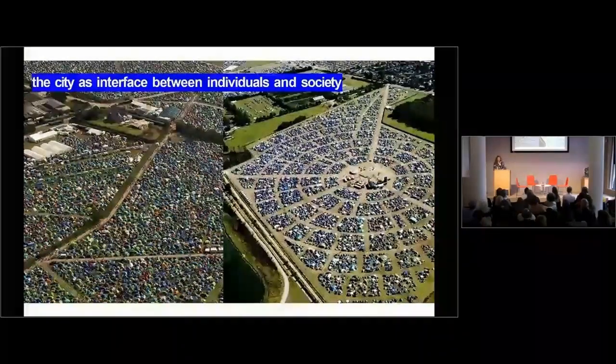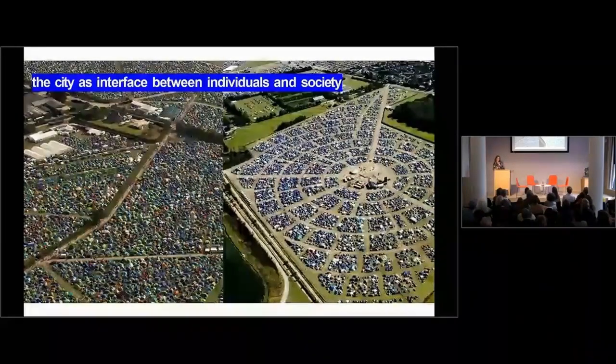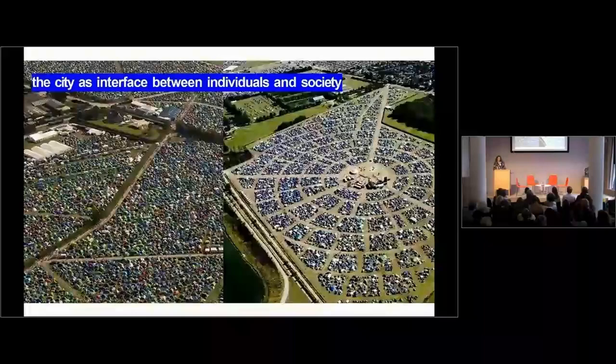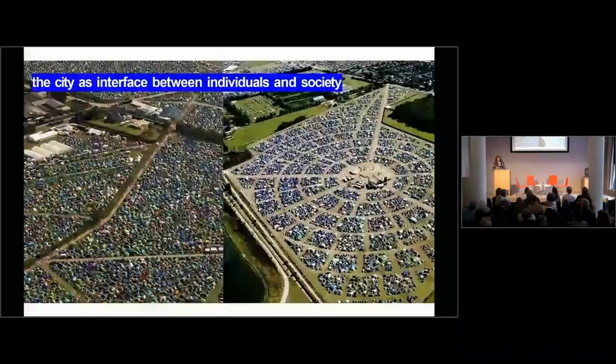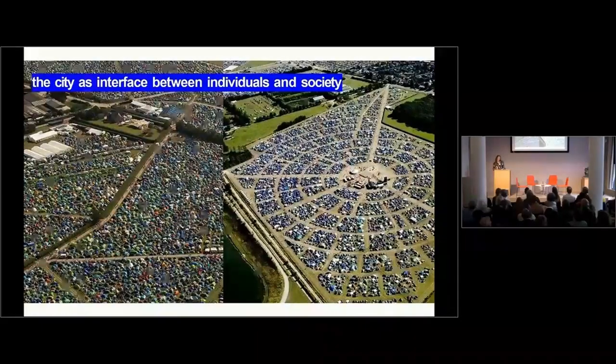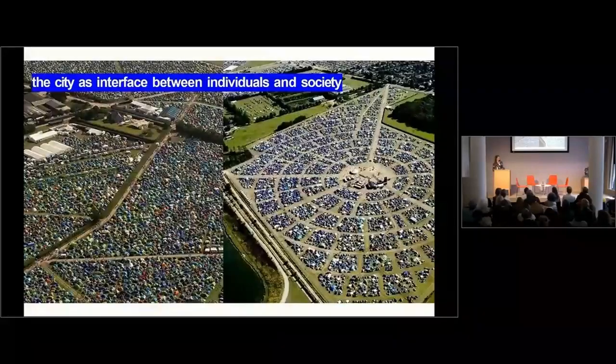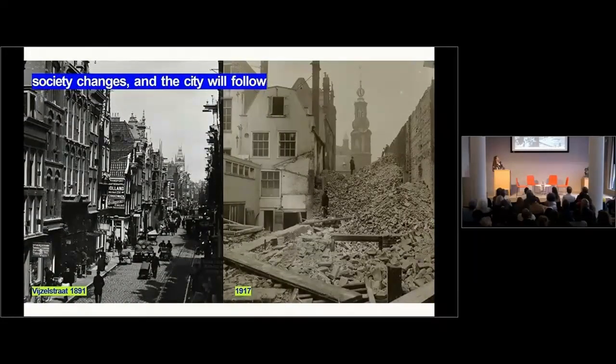So I see the city as a kind of interface between individuals and society. Imagine if everyone in Amsterdam was just standing in an open field. No one could find anyone or anything, and it would be really hard to organize ourselves and take decisions together. So the shapes that the city provides give an interface to deal with each other and set up democratic systems. And of course society changes, and then the city has to change along, not always at the same pace, really only when we can't deal with our society within the existing walls anymore.